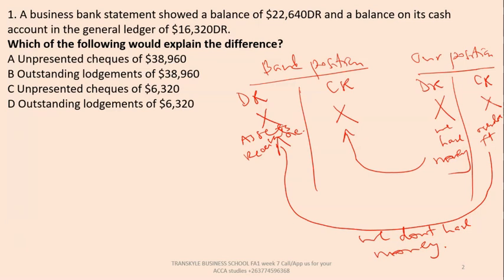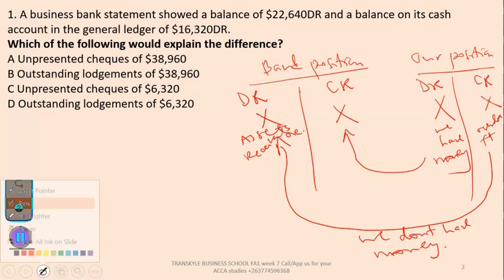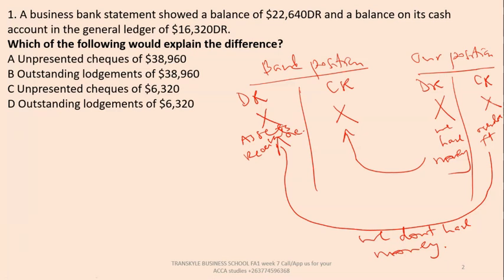Now, after understanding this, let us attend to this particular question. The question is saying the bank statement showed a balance of 22,640 debit, which is a debit balance. And the balance of the cash book for this business was 16,320 debit. So the cash book is showing that we have got an asset.